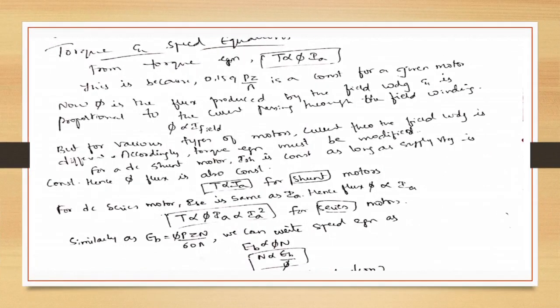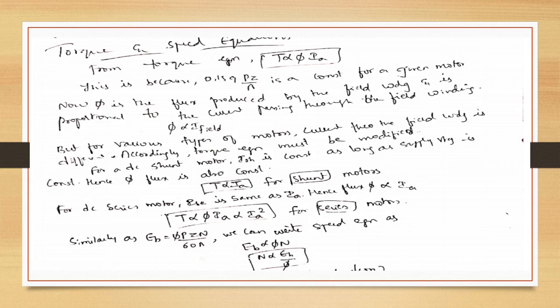Torque and speed equations we are finding out to understand the characteristics of DC motors more clearly. So from the torque equation we can write torque is proportional to phi into Ia, because the other parts of the equation, that is 0.159 PZ by A, are constant for a given motor. Phi is the flux produced by the field winding and it is proportional to the current passing through the field winding. Phi is proportional to I field, but for various types of motors the current through the field winding is different and accordingly the torque equation must be modified.